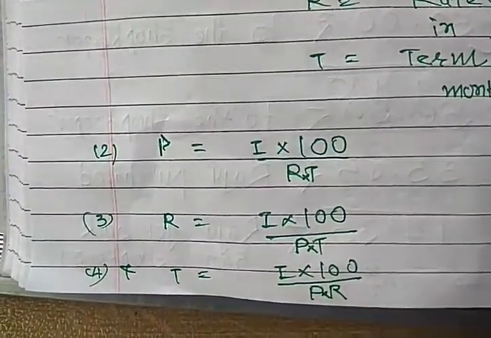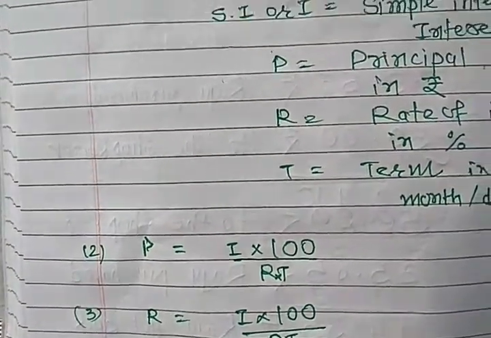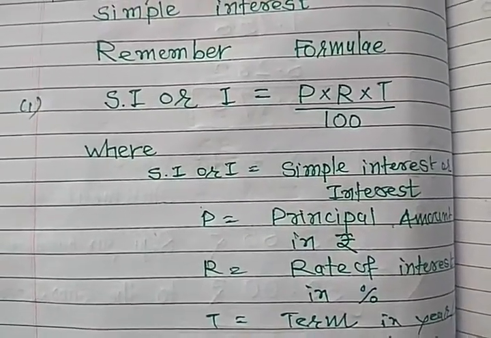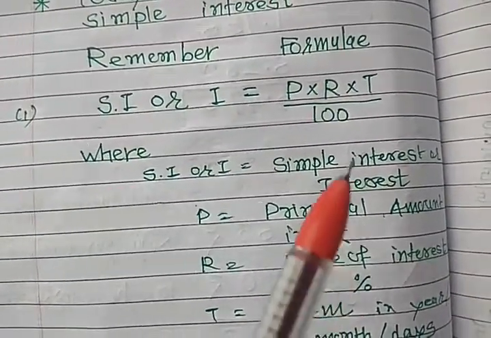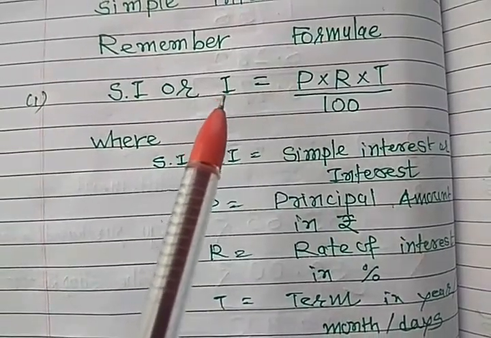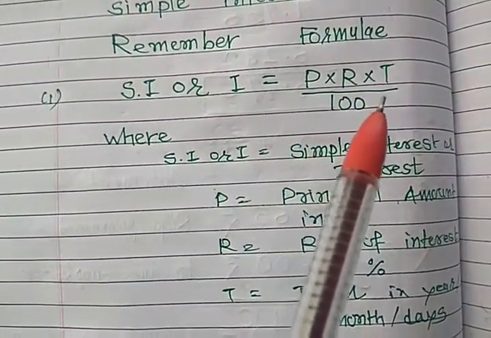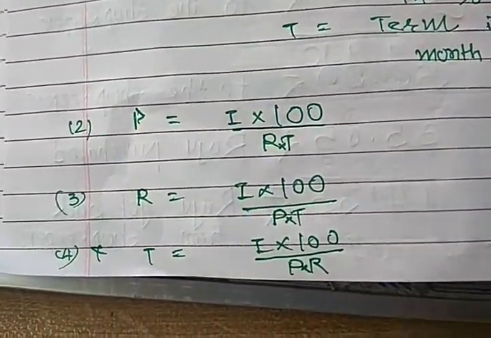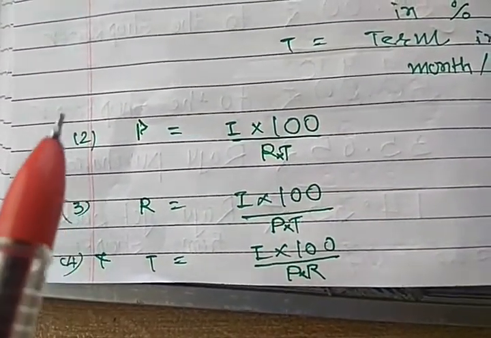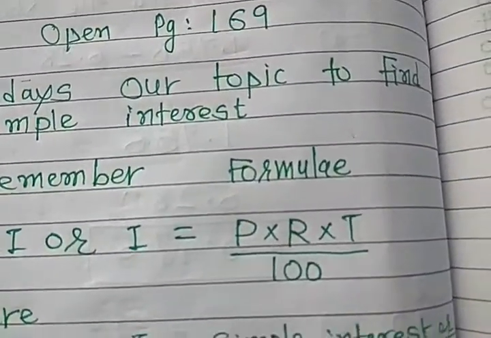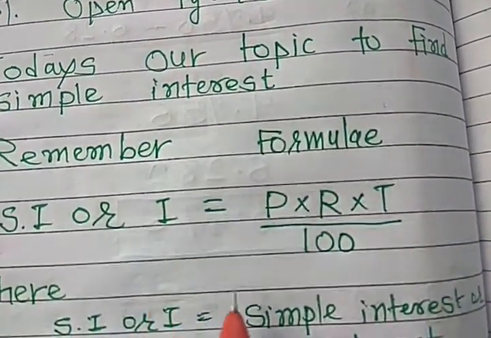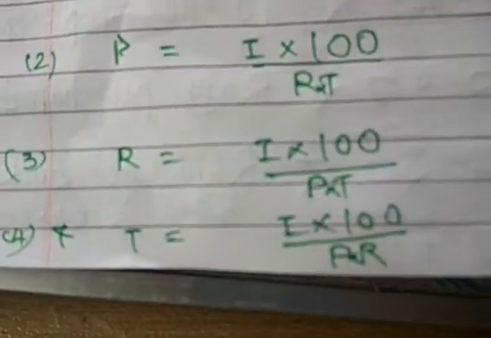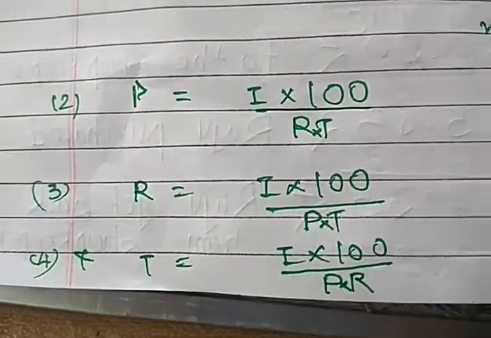Here is the second formula. You see I equals PRT upon 100, right? So from that, if you want to find out P, then P is equal to I into 100 upon RT. You simply transfer the term, correct? The second, third and fourth formulas are prepared from I equals PRT upon 100. This is the main formula, and from this you can prepare three more. Just transfer the term.